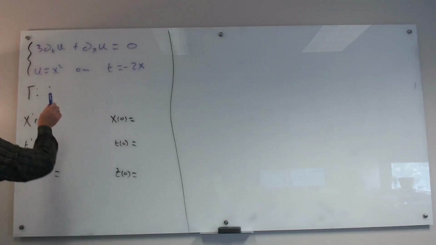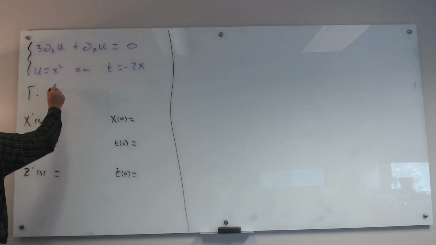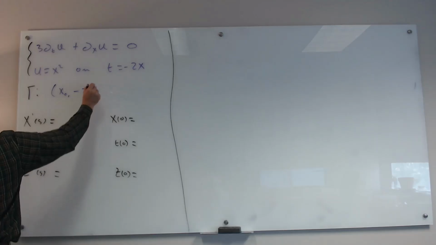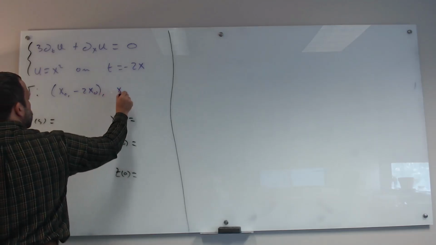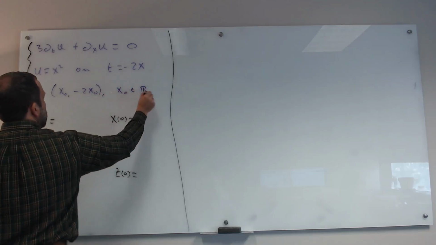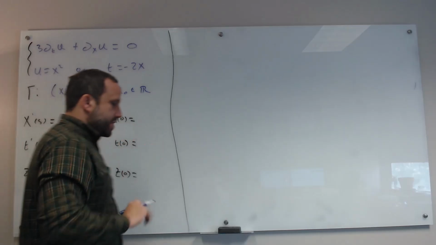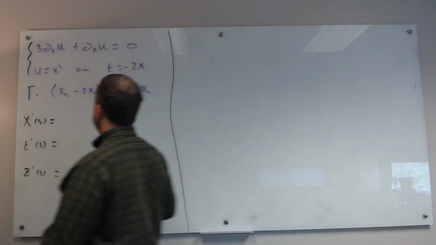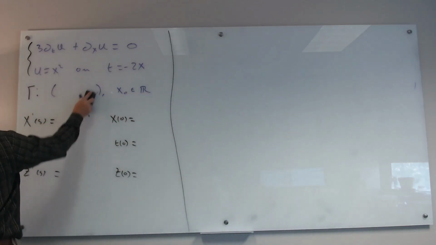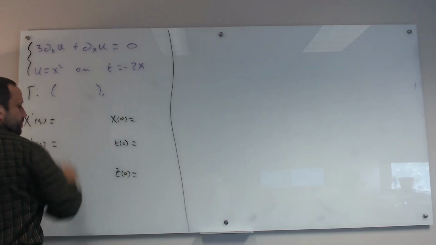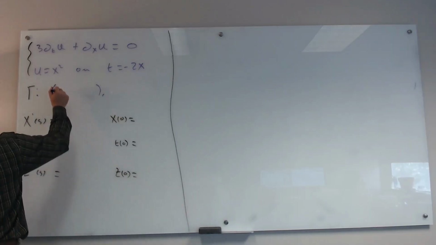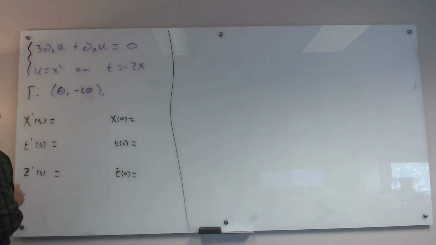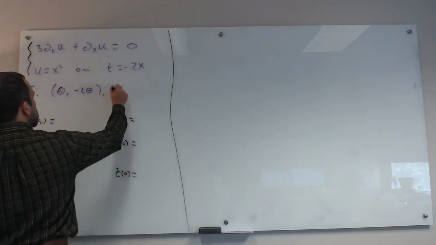Okay, so parameterization for the line, I can call this x naught and then minus 2 x naught, and this is going to be for x naught in R. Now here really theta might be a better choice than x naught. In fact, that's what I'm going to do, just to give an example of when I'm using theta instead of a different variable. Theta, minus 2 theta. Okay, and this is going to be as theta goes in R.